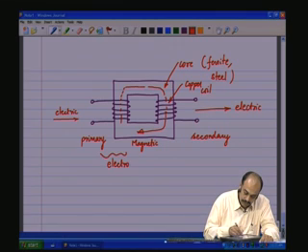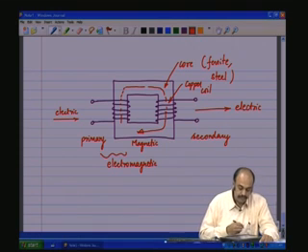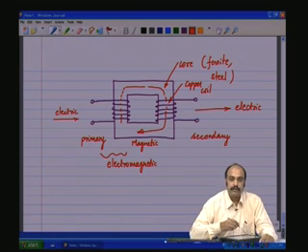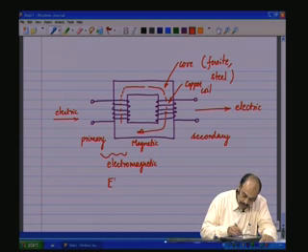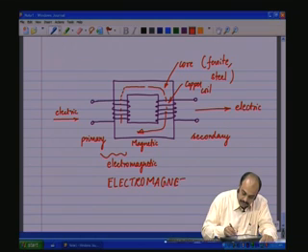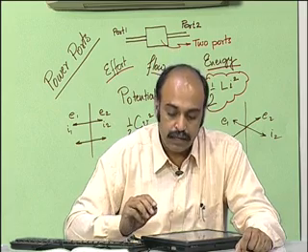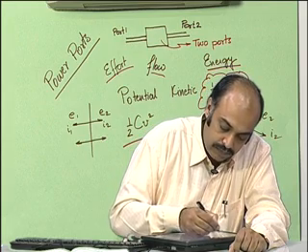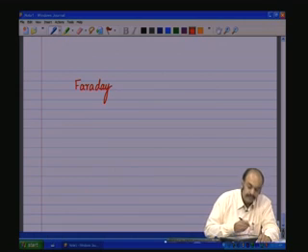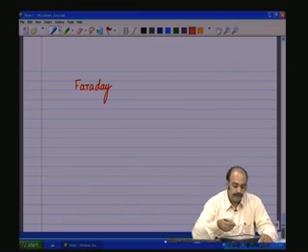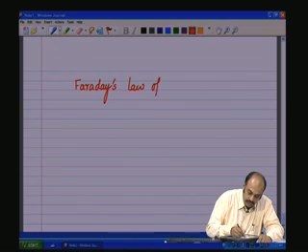Somewhere here the electromagnetic energy gets converted from electric to magnetic by the laws of electromagnetism. There were fantastic contributions made very early by an eminent scientist, Michael Faraday, and he proposed the law of electromagnetism, and it is in fact named after him. It is called Faraday's law of electromagnetism.